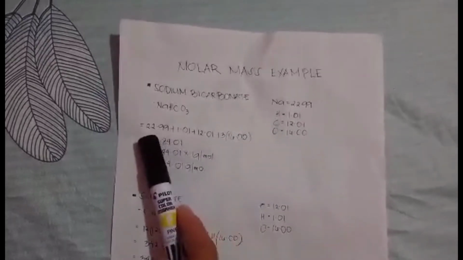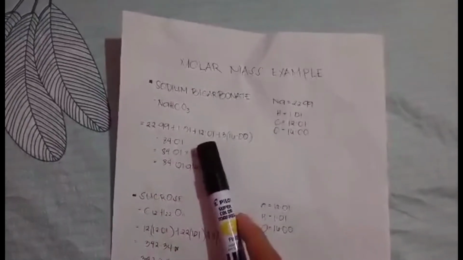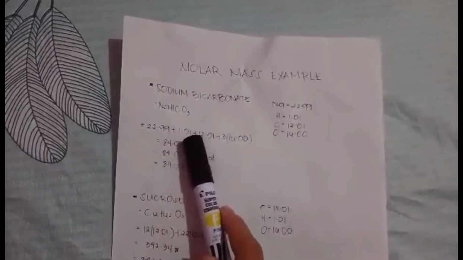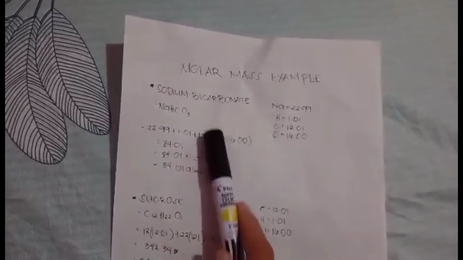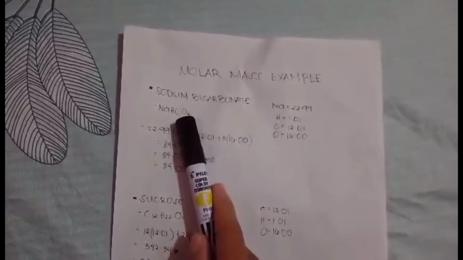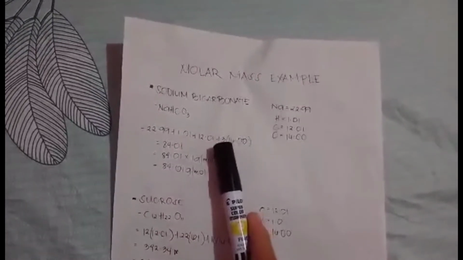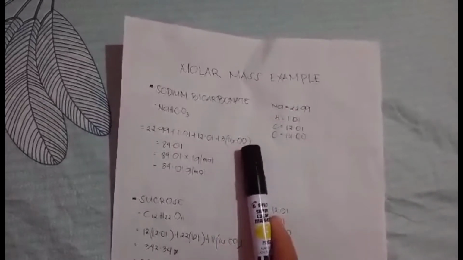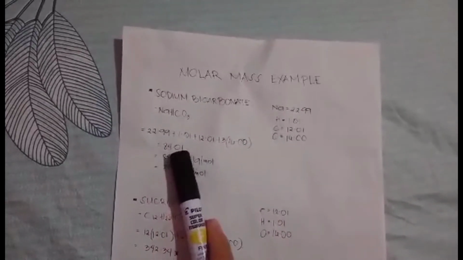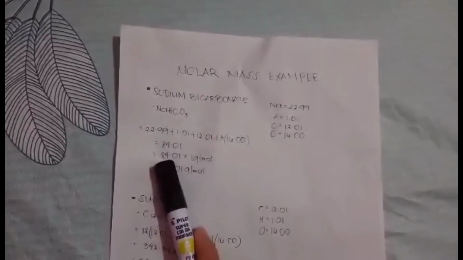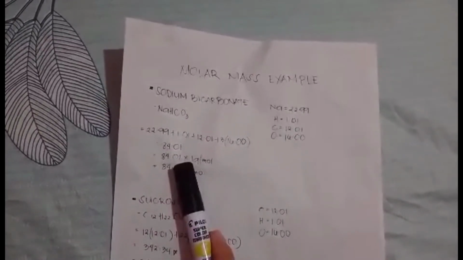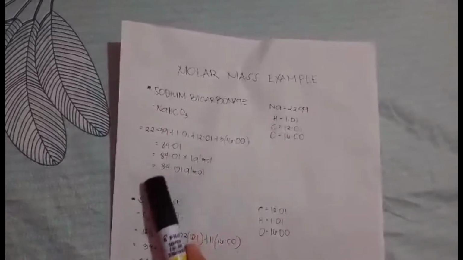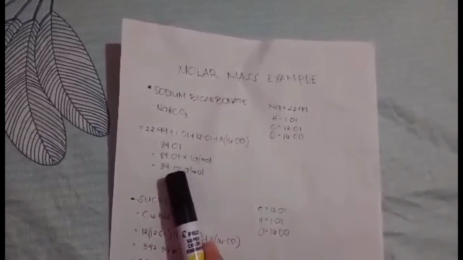Second, we need to add all the atomic masses. So 22.99 plus 1.01 plus 12.01, but the oxygen here has 3 atoms, so we need to multiply the 3 by its atomic mass, which is 16.00. That equals 84.01. 84.01 multiplied by the molar mass constant 1 gram per mole equals 84.01 grams per mole.